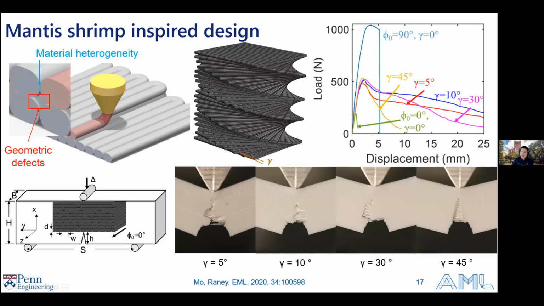We can also compare that with the case where phi 0 is 90 degrees, where now it is the strongest direction for the crack to propagate. This material is very, very strong, with a very high peak load, but it also fails brittly. As soon as the crack propagates, it propagates through the entire structure, and the structure loses its capability to carry load.